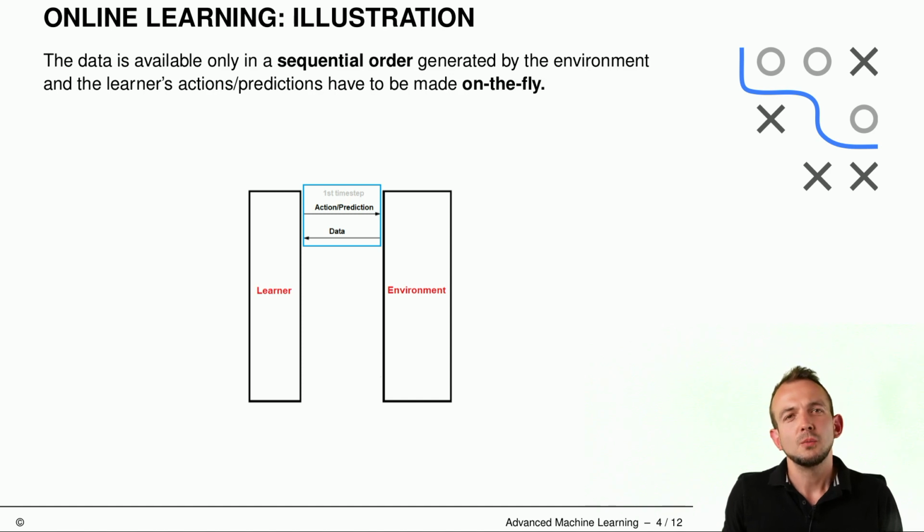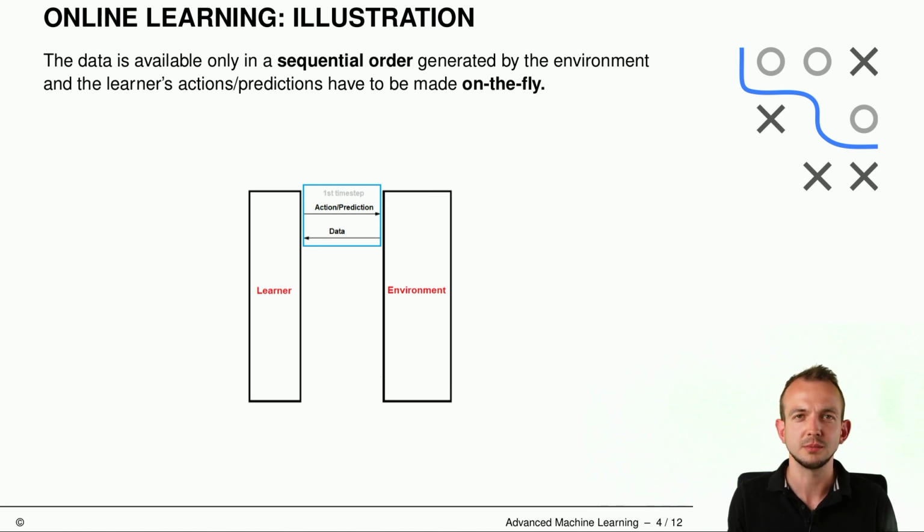And what we are essentially doing in online learning is we are playing a game between two players, namely the one player is the learner and the other player is the environment. And the learner is doing an action, which might be a prediction, and the environment reacts to that in the sense that it is providing data.